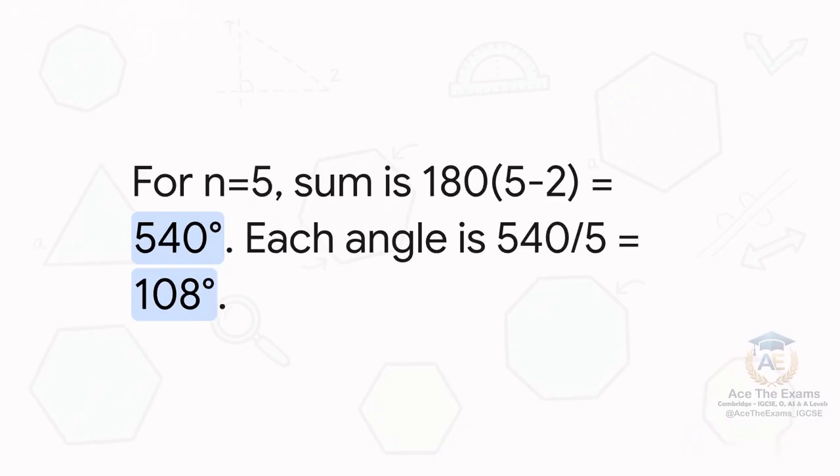Let's actually walk through how this works with a regular pentagon. A pentagon has 5 sides, right? So n equals 5. Plug that into our formula. 5 minus 2 is 3.